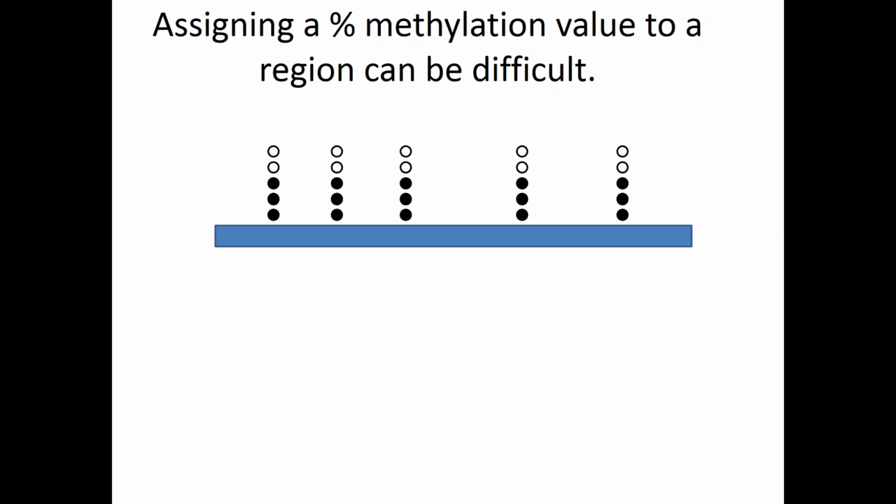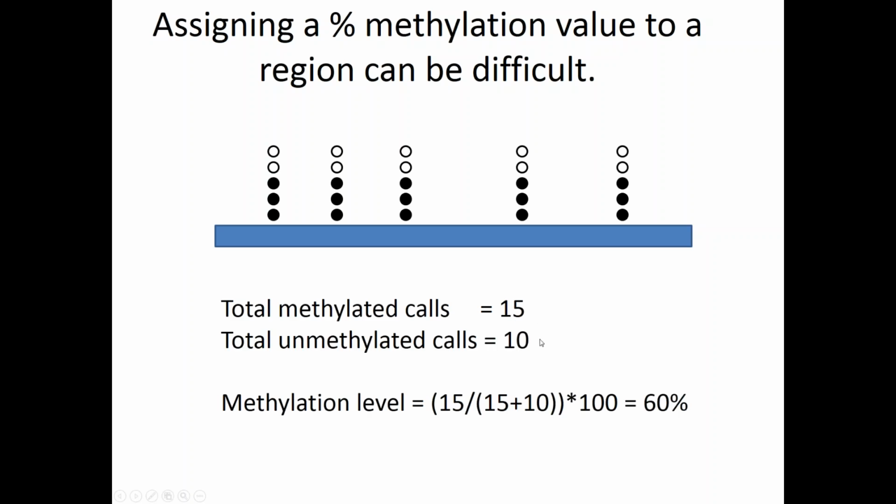It would be really easy if all of your genome looked like this. In this view, each dot is one methylation call, and the filled-in black dots are methylated and the white dots are unmethylated. Okay, so that's the standard representation of this data. In this case, calculating the percentage of methylation would be easy. You just say, well, there's 15 calls in total, 10 of them were methylated, so therefore my methylation level for this region is 60%. That would be fine.